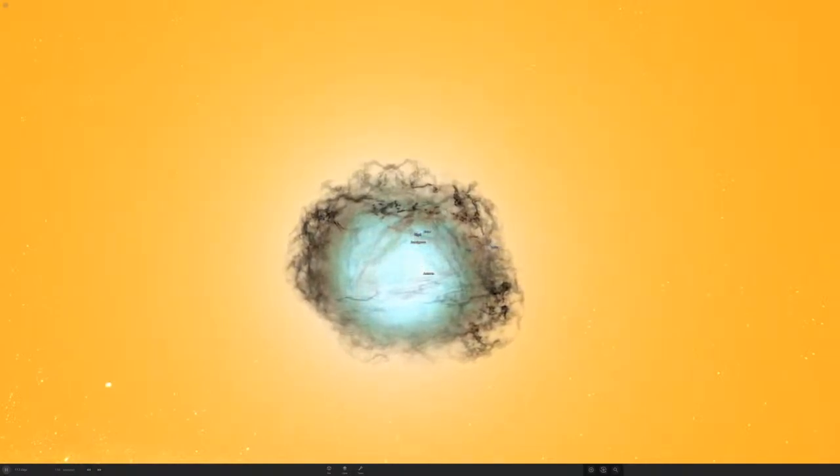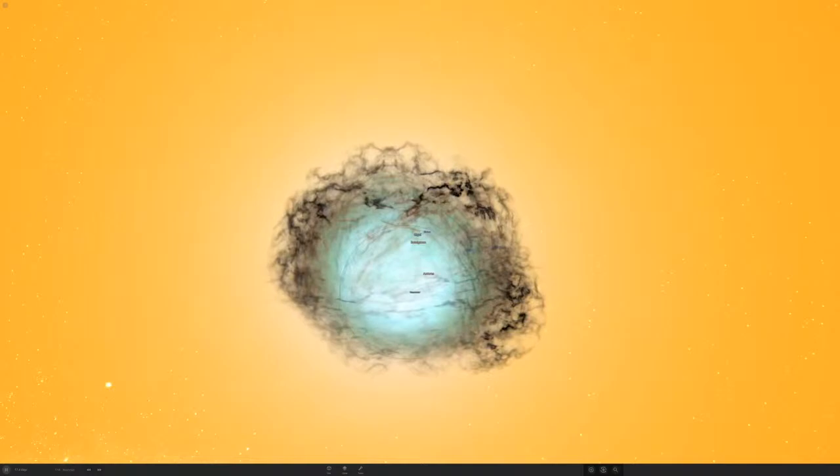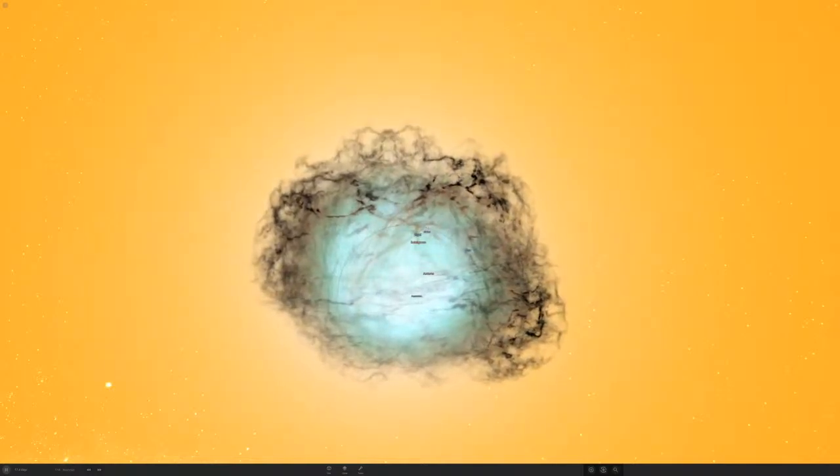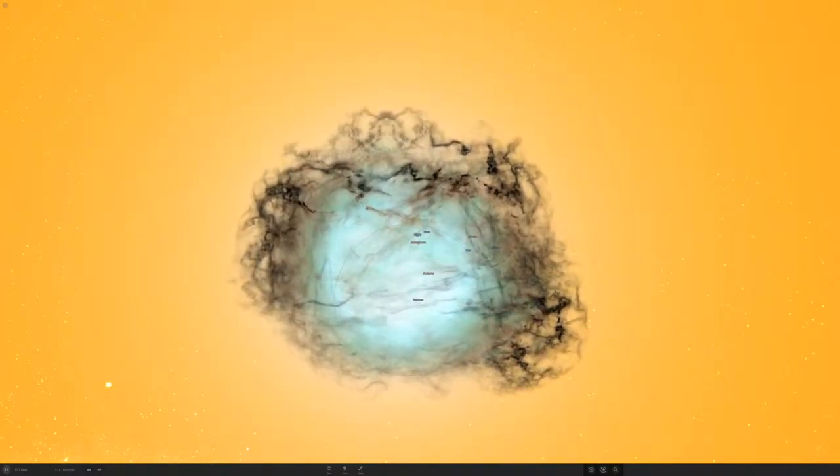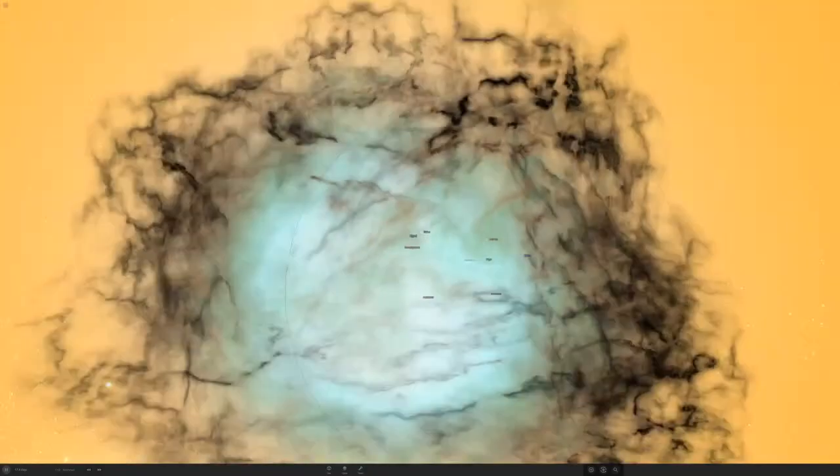That is also called a supernova. When stars implode on themselves, that is a supernova. When they explode like this, that is also a supernova, and you'll notice they're very, very violent.